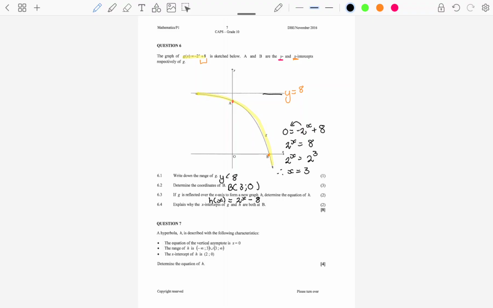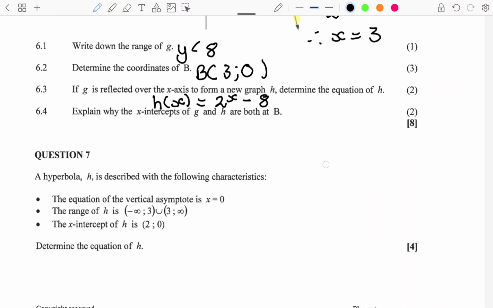So a hyperbola h is described with the following characteristics. The equation of the vertical asymptote is x is equal to 0, and the range of h is from negative infinity to 3 and 3 to positive infinity. The x-intercept of h is (2, 0). Determine the equation of h.